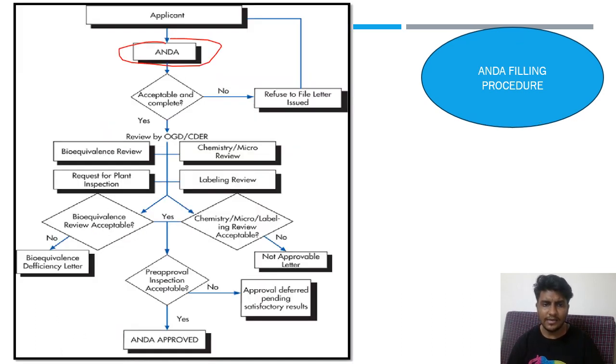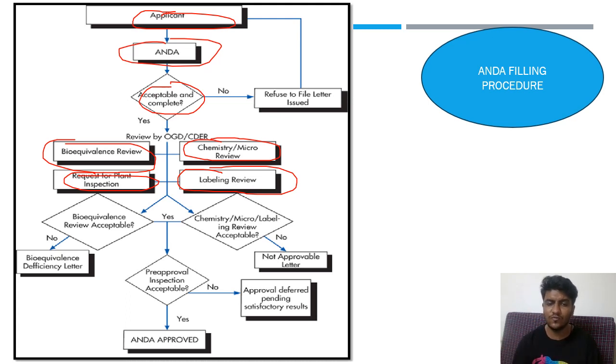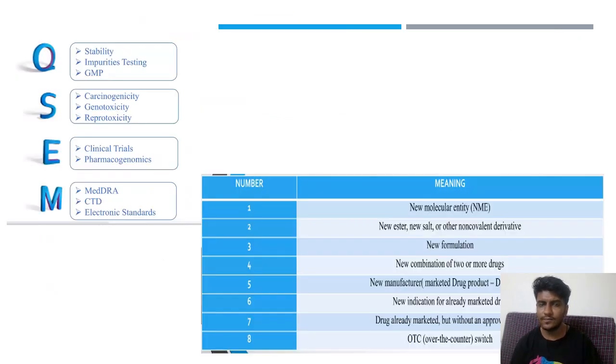Similarly, for ANDA, the applicant or the drug sponsor's application is checked for completeness, yes or no, based on the labeling review, chemistry and microbiological review, plant inspection review, and bioequivalence review. Bioequivalence, pharmaceutical equivalence, therapeutic equivalence: these 3 terminologies move together. So the bioequivalence review is very, very essential. If it's no, then a deficiency letter is issued. If it's a yes, then the approval letter is given and the ANDA is filed.